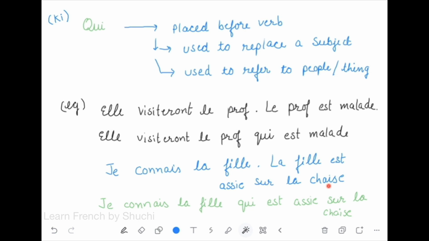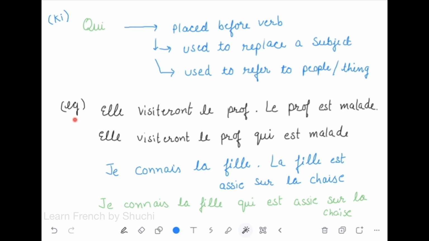The first one, qui is used before the verb. The second one is it is used to replace the subject, and the third one is used to refer to the people and the thing. So whenever we use qui, we always keep these 3 points in mind. So what is the first one? The verb, replace and refer.